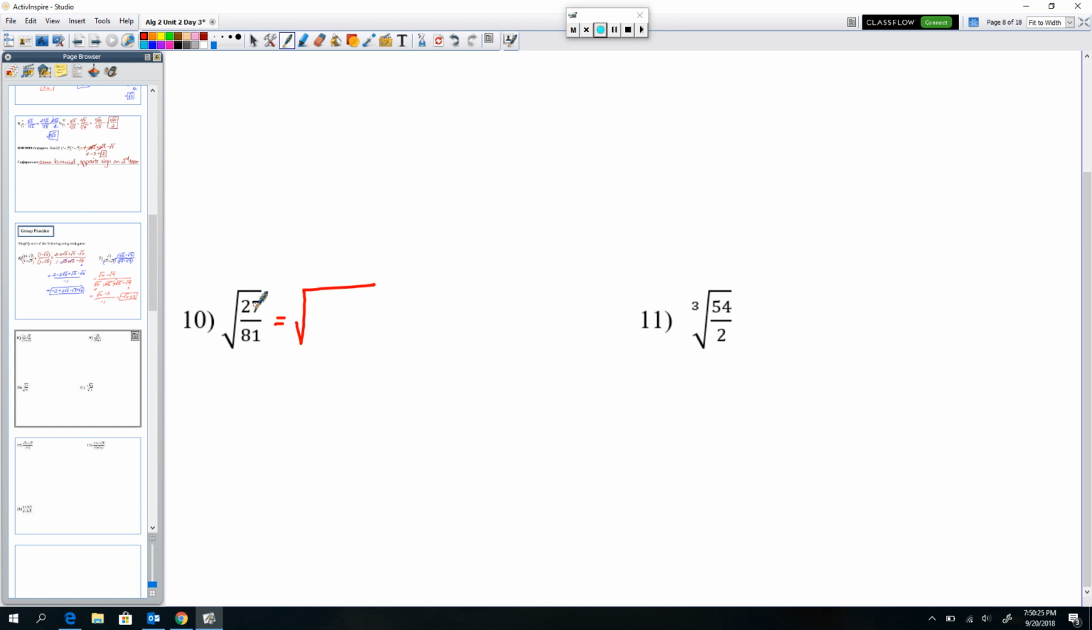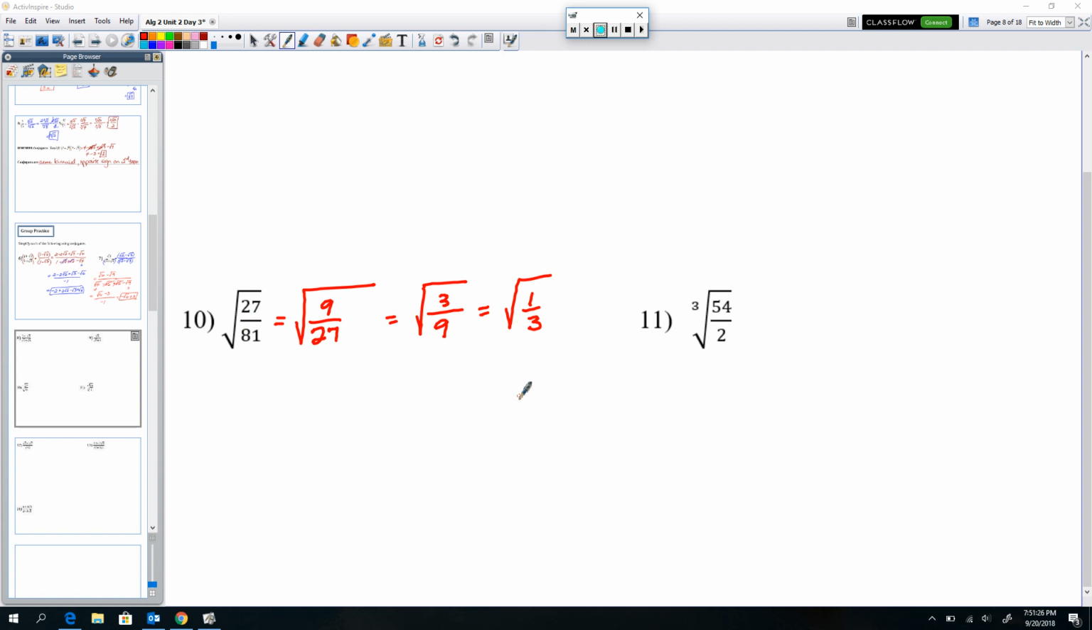And I'm going to say there's a 27 and an 81, and I can reduce that. If you need to do it in steps, let's do it in steps. Let's take a 3 out of the 27 and leave a 9, and take a 3 out of the 81 and leave a 27. Continue reducing. Leave a 3 here, and a 9 there. Continue reducing, a 1 over 3. So as long as you get down to the square root of 1 over 3, your reduction is fine. If you already knew that 27 divided by 81 is 1 over 3, that's fine too.